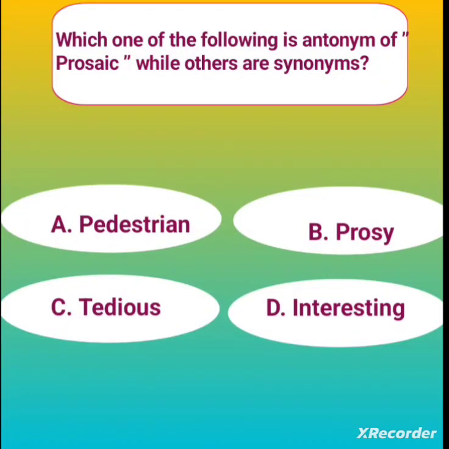In this video we talk about and learn some important English MCQs. So let's begin. Which one of the following is the antonym of Perzoic while others are synonyms? Okay, the antonym of Perzoic is option D, interesting. Option D is the right answer.